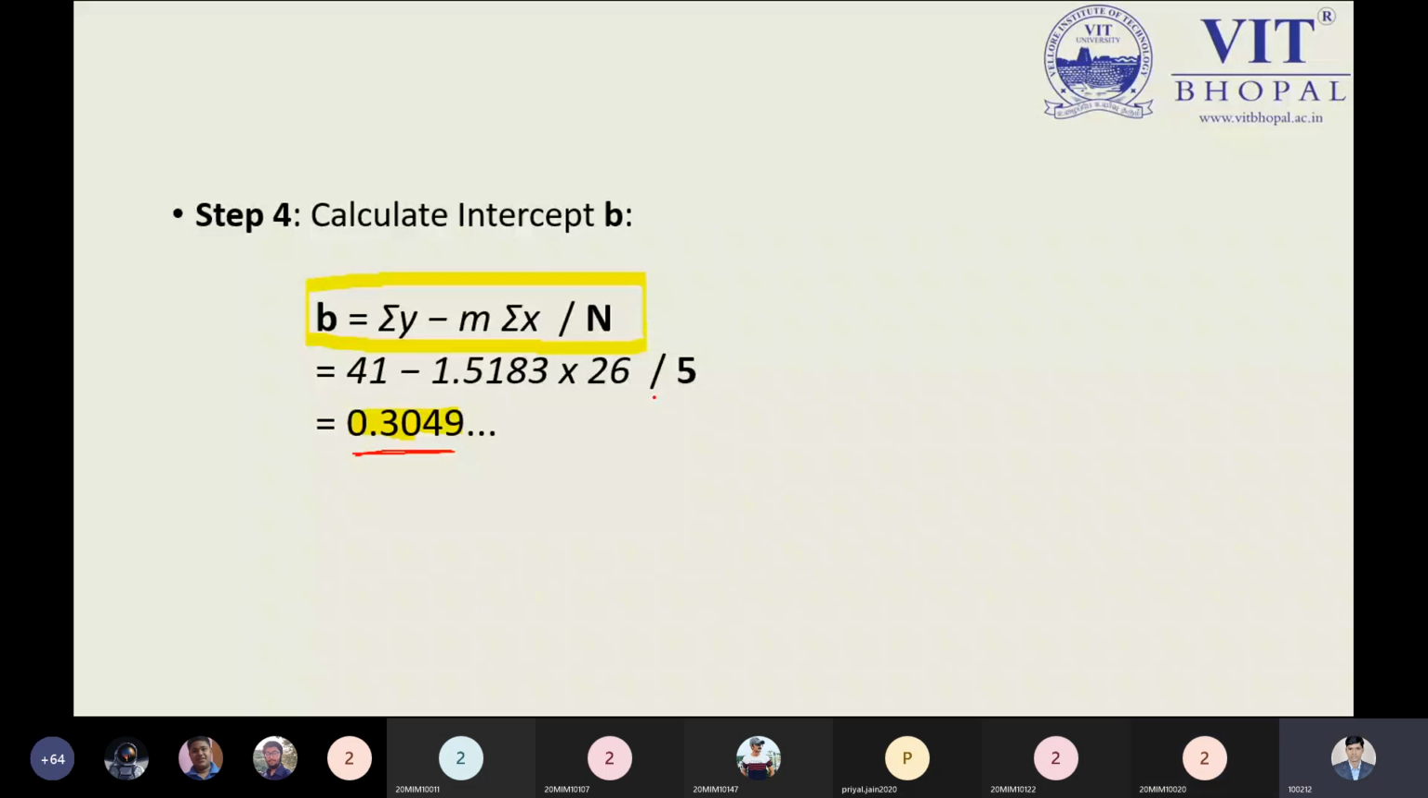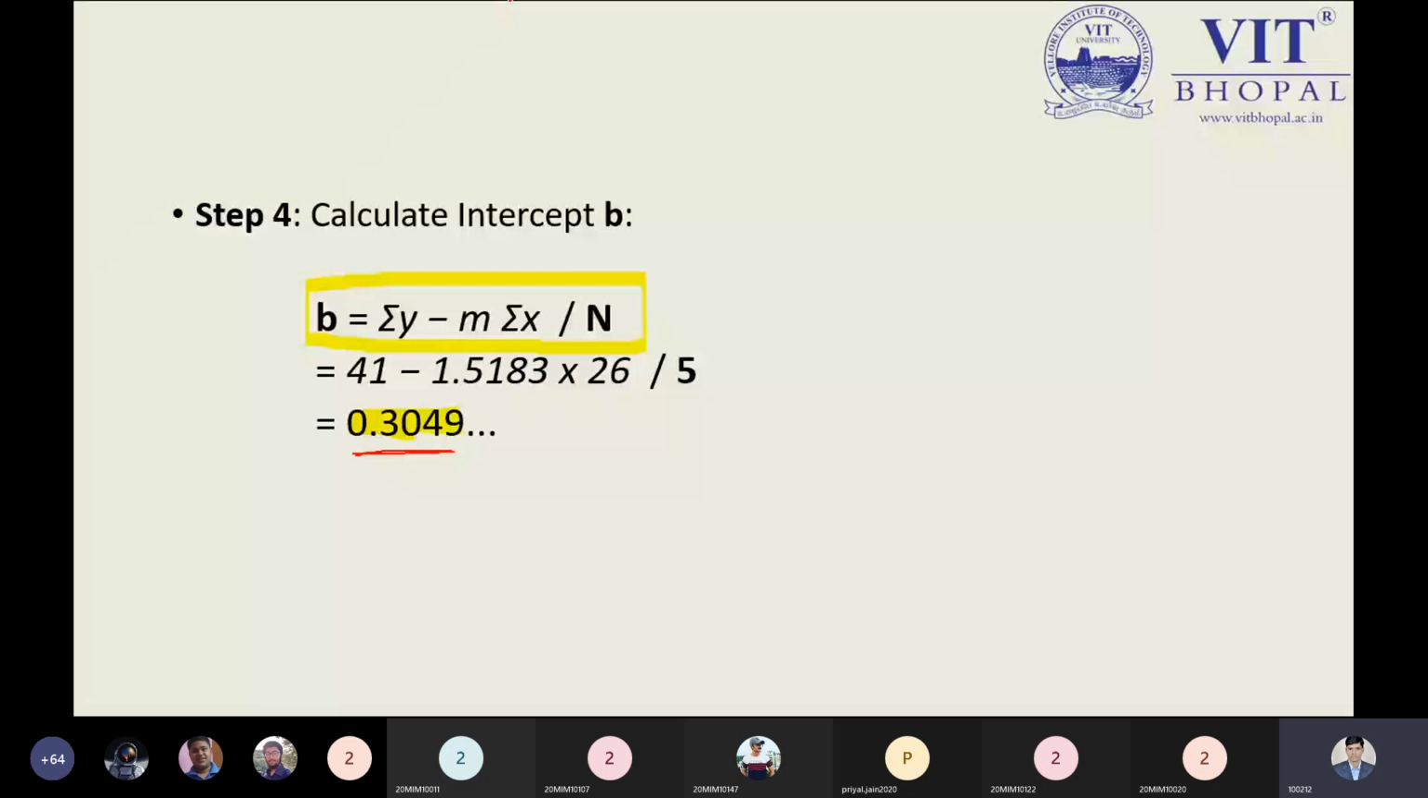It is not necessary. See, if you are not choosing the 4 decimal or 3 decimal, then definitely our answer of the B could be 0.305 rather than the 0.3049. So there will be no issue. Okay, so we are close to the answer, so no issue.